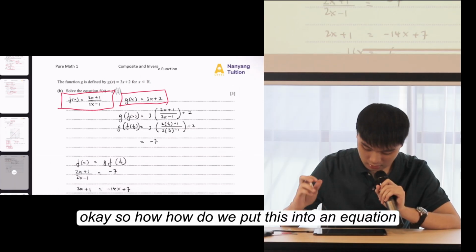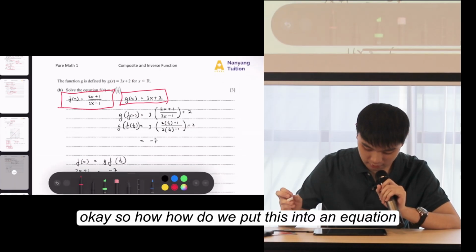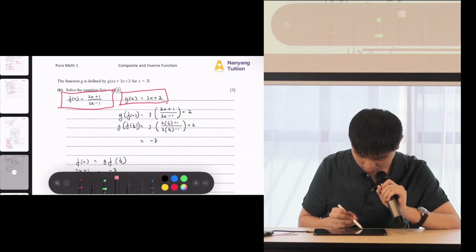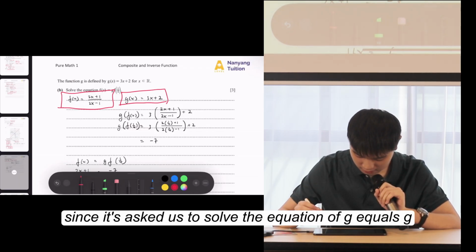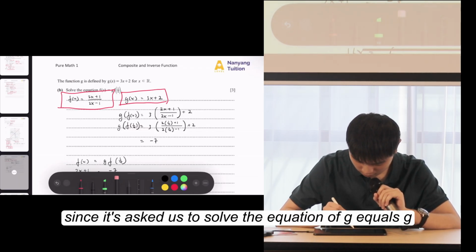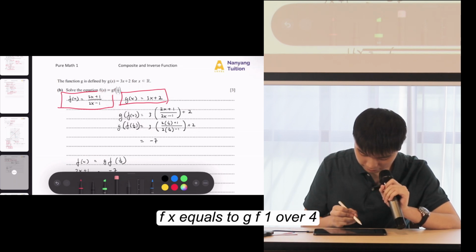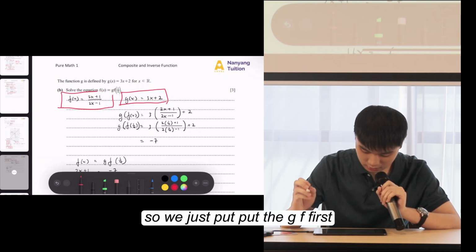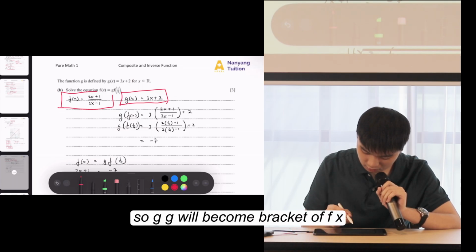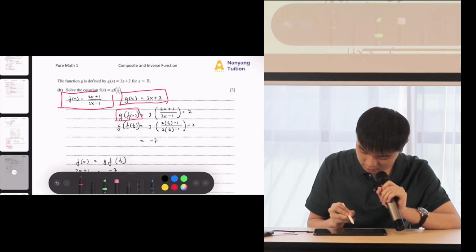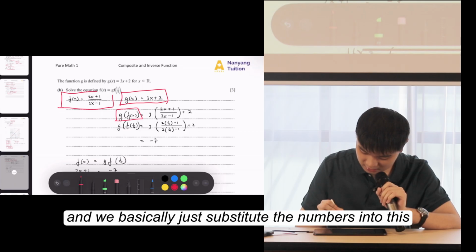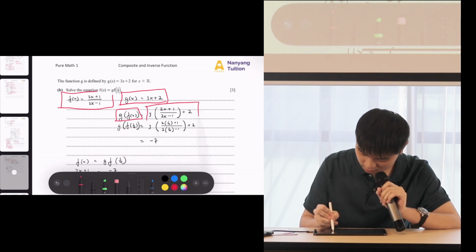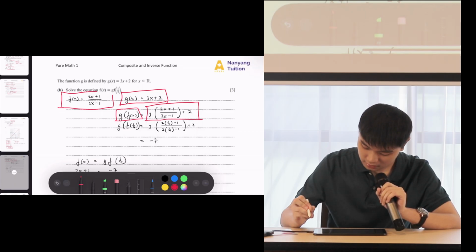Okay, so how do we put this into an equation? Since it asks us to solve the equation of fx equals gf 1 over 4, we just put the gf first. So g will become g of bracket fx, and we basically just substitute the numbers into this equation. That will become this equation.